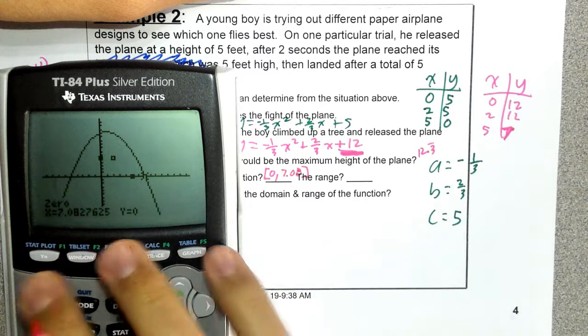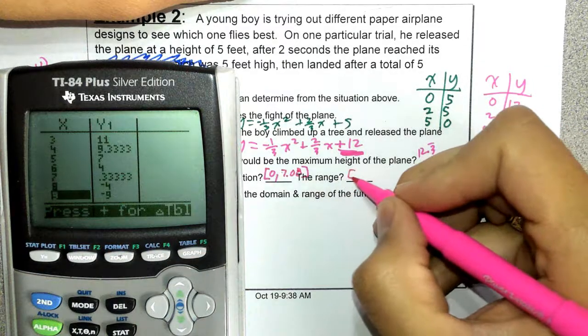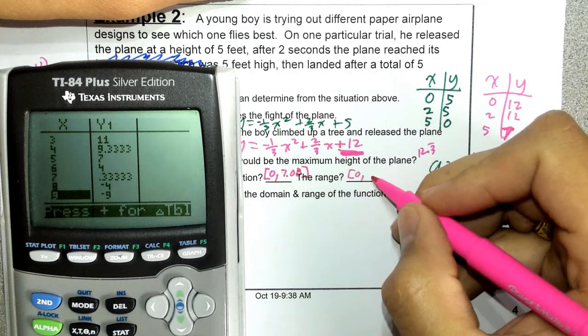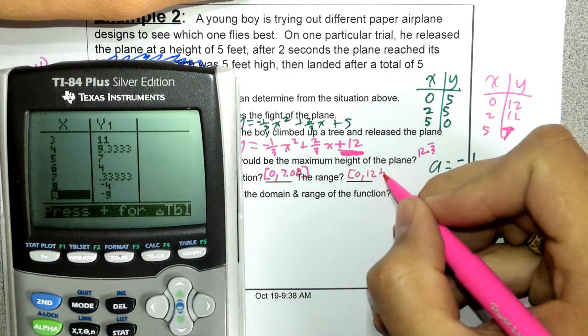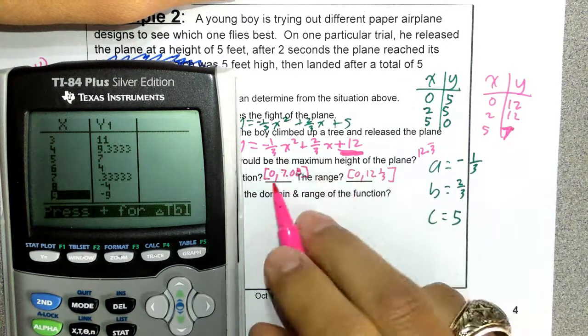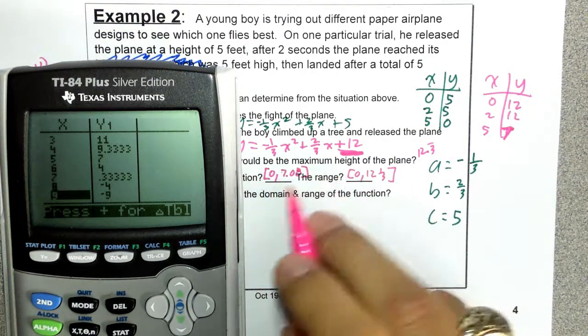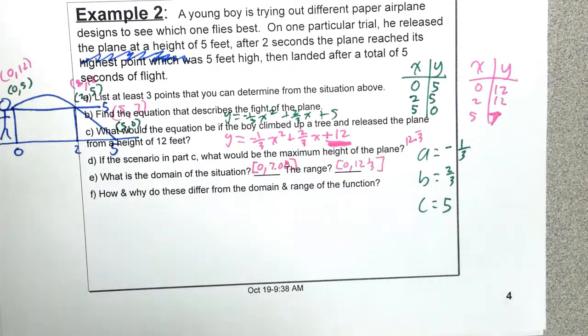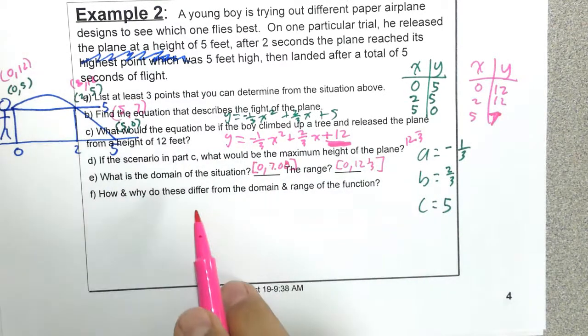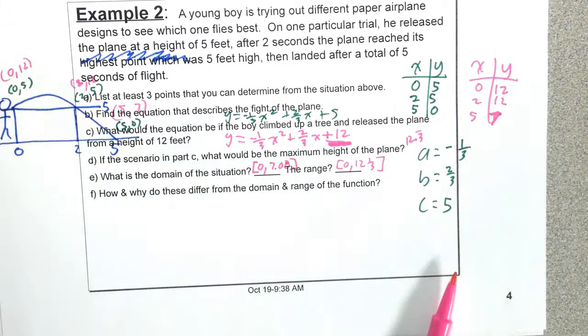And my range, 0 to, what did we say it was maximum? 12 1/3. And real life situations, again, will usually have zeros at their domain and range beginnings. And of course they differ for the function because they start and end at some point.